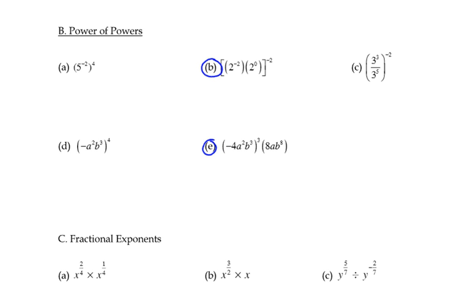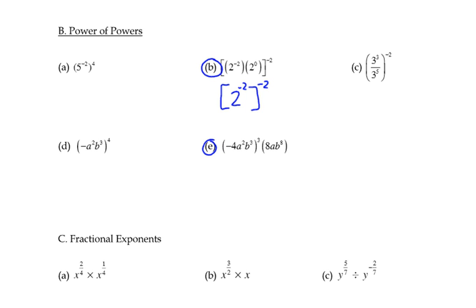Okay, so brackets first. If we can simplify inside the brackets first, we will. Can we simplify inside these brackets? Yeah, if we have the same base, what do we do with being multiplied? What do we do with the powers? Add them. So negative 2 plus 0 is still 2 to the negative 2.